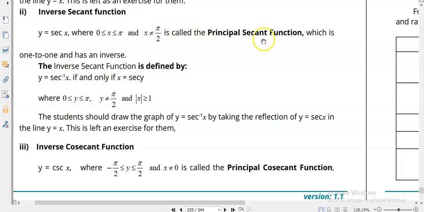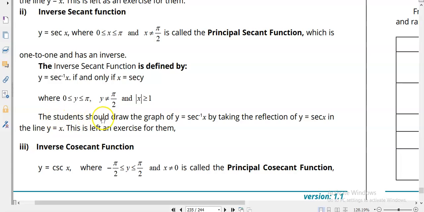So it is the principal secant function, and this is one to one and has an inverse, and the inverse secant function is defined by y is equal to secant inverse of x if and only if x is equal to secant of y, where y is from 0 to pi, but y is not equal to pi over 2, and x has absolute value greater than 1.